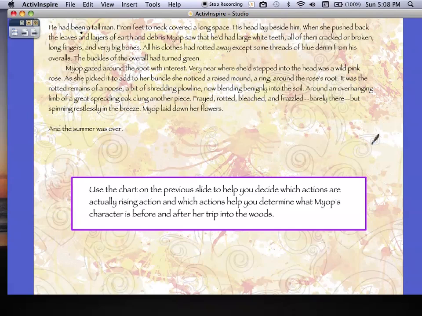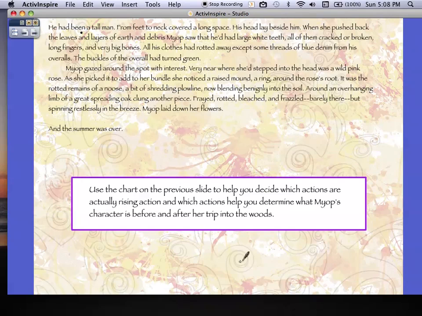Very near where she'd stepped into the head was a wild pink rose. As she picked it to add to her bundle, she noticed a raised mound, a ring around the rose's root. It was the rotted remains of a noose, a bit of shredding plow line, now blending benignly into the soil. Around an overhanging limb of a great spreading oak clung another piece, frayed, rotted, bleached, and frazzled, barely there, but spinning restlessly in the breeze. Myop laid down her flowers, and the summer was over.